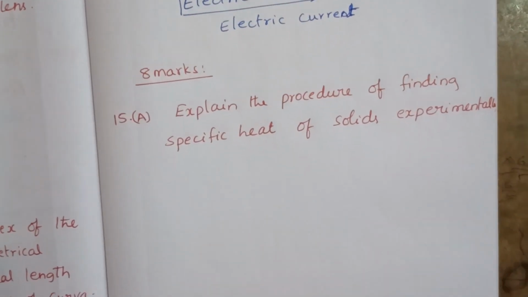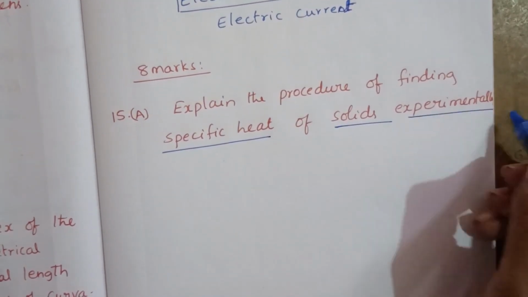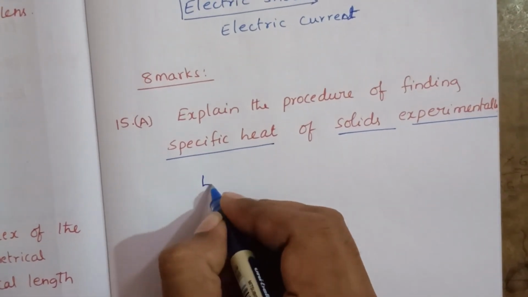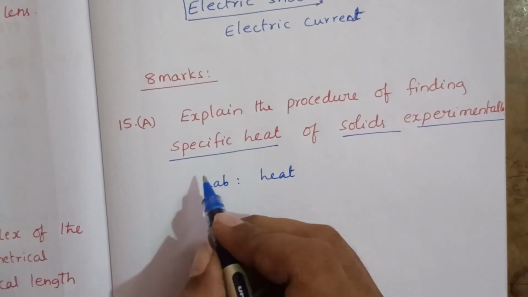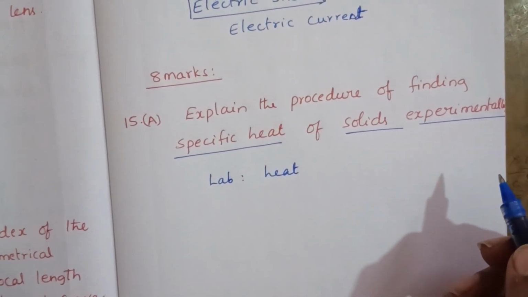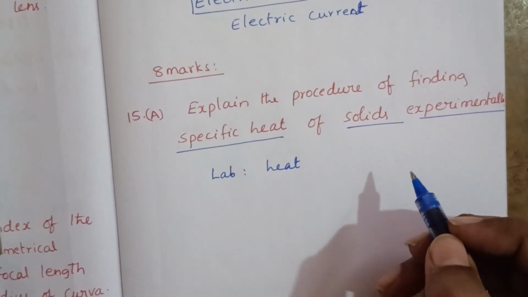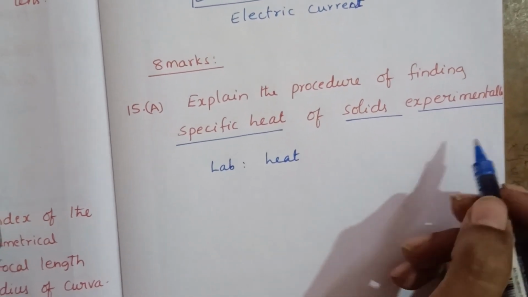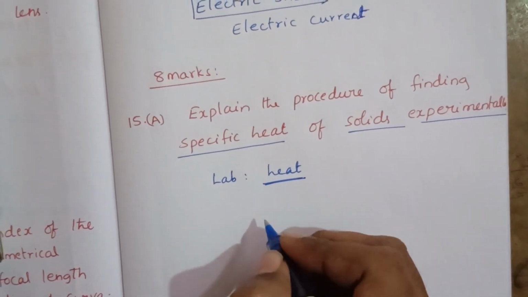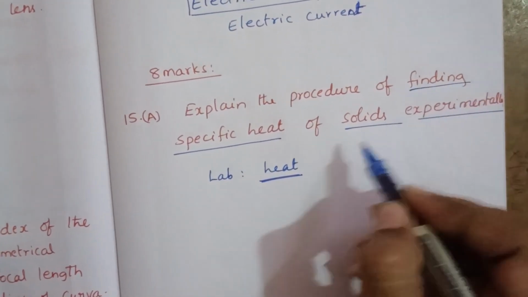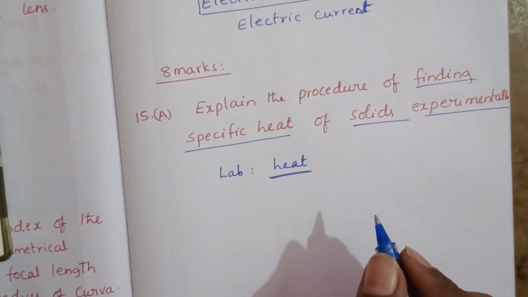Next question. Explain the procedure of finding the specific heat of solids experimentally. This is the lab activity from the chapter heat. Determination of the specific heat of given solid materials experimentally, I explained in the chapter heat. It is available in our channel, please go through it. Finding the specific heat of solids, that link I will provide you in the description.